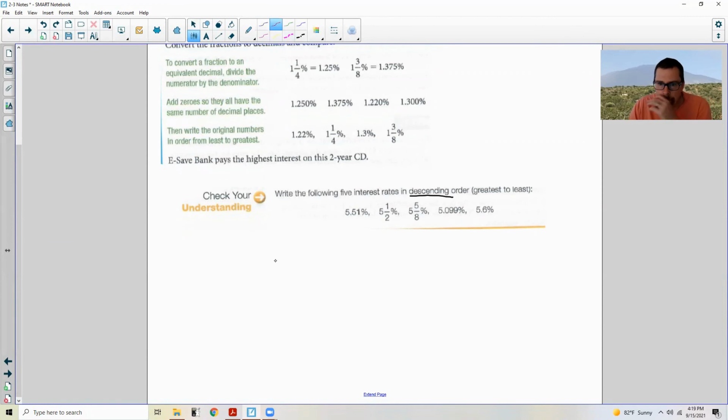And here we go. So this is 5.51%. This is 5.5. What I will do is that's 5.5. Okay, 5.5%. And 5/8 is 5 times 8 is 40 plus 5 is 45. 8 goes into 50, so that'd be 5. 8 goes into 5, it doesn't, so that's 0.